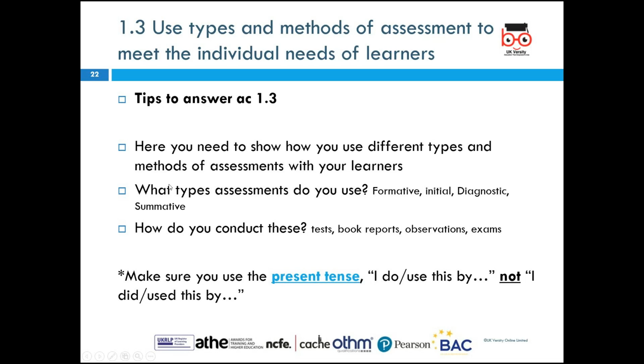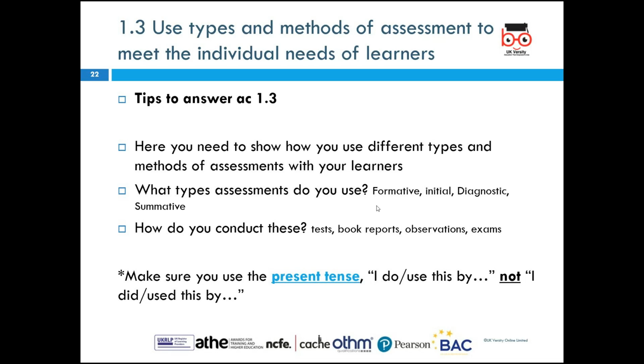Mm-hmm. And then first you talk about the different types and methods. So what do you do? And then say what actual types of assessments do you use? This can be involved in here in the first point as well. So you talk about informative assessments.